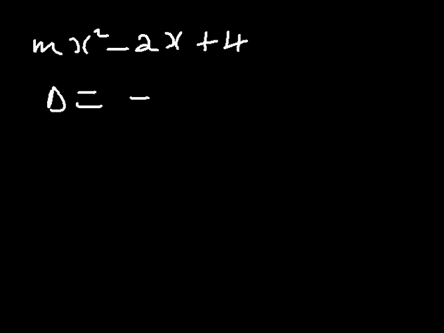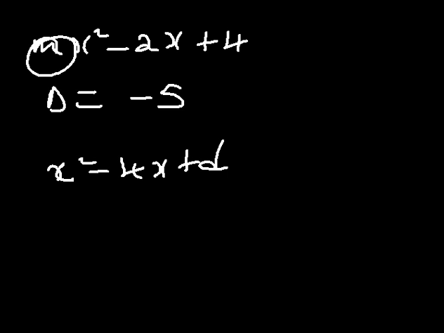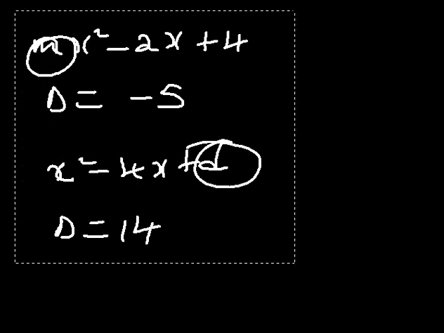Let's say we have mx squared minus 2x plus 4. Given that this is the quadratic expression with a discriminant given as, let's say, negative 5, find the value of m. And let's say we have x squared minus 4x plus d. Given that the discriminant of this quadratic expression is given as, let's say, 14, find the value of d in that way. So keep that in mind.